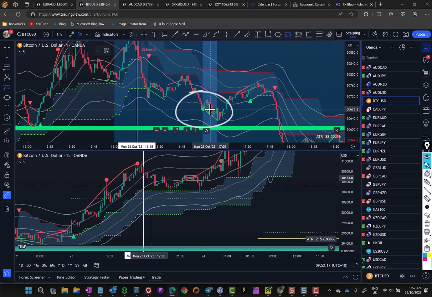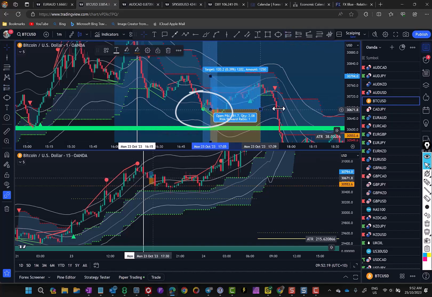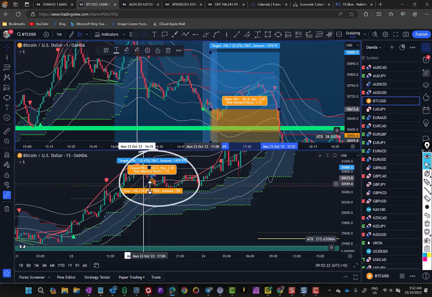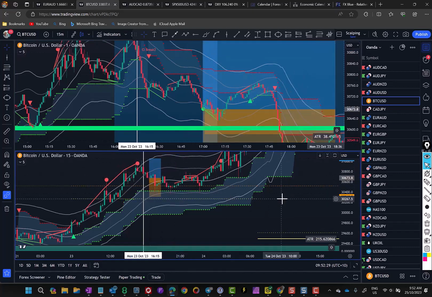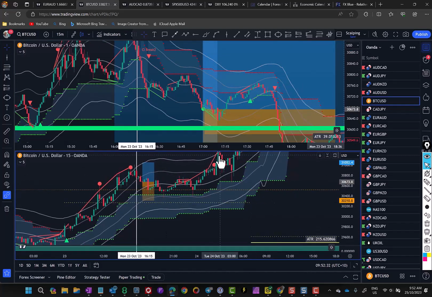Here's a signal right here. What does that look like? Okay. And again, we're going to go stop loss in the cloud. 1-to-1 minimum risk reward. Oh well, you can see where that ended up. Pretty nice outcome. Let's have a look at the next signal.